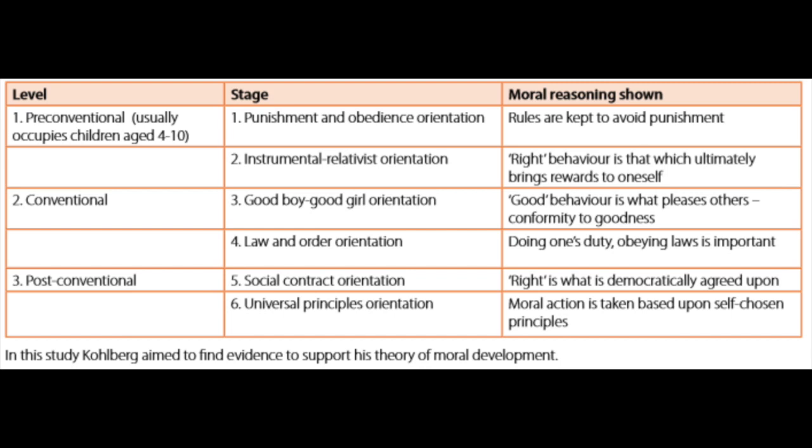Moving on to level three, which is the post-conventional stage, which happens around the age of 17 to 20. This is stage five, which is the social contract orientation stage. And this is where we understand the rules of society and we behave in accordance with those rules. And then the last stage is the universal principle orientation, and that's also in level three, and it is roughly around the same age. This is the last stage of moral development, and this is where people decide their own morals. They decide what's right and wrong based on what society and their culture dictates, but also they have their own ideas about what's right and wrong.